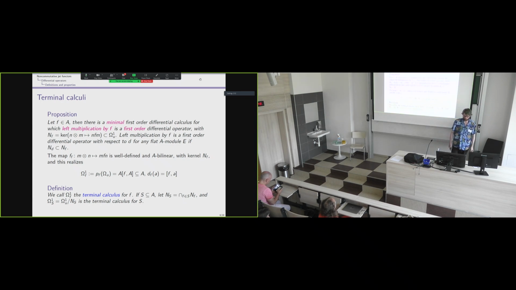And then the terminal calculus for S is just going to be the calculus for which the differential relations is the intersection of the differential relations for all the NF. And so you can see it in symbols here. Perhaps it's easier to understand. And so this omega 1 S, which is just a quotient of the universal one by this, is going to be the terminal calculus for S.